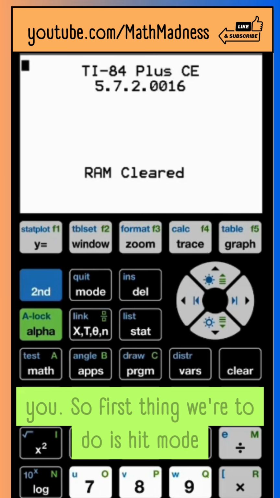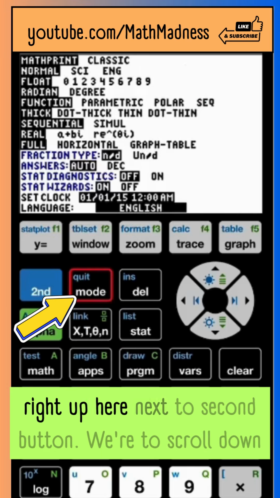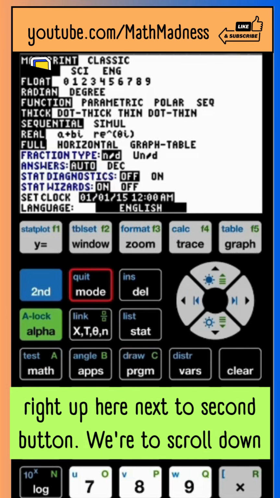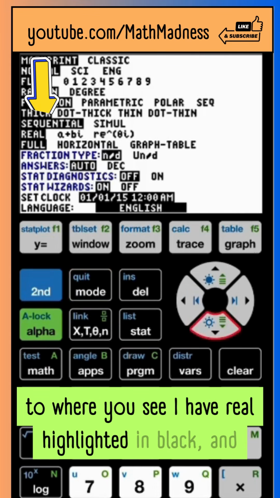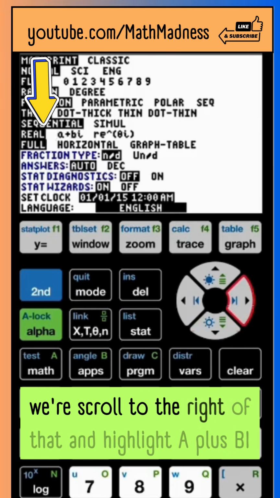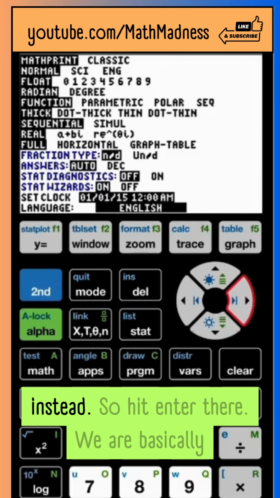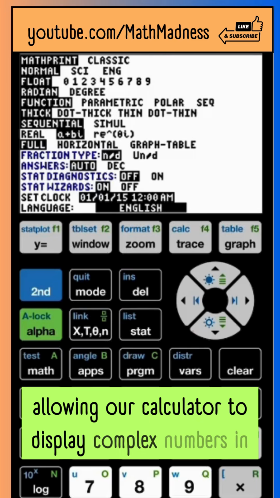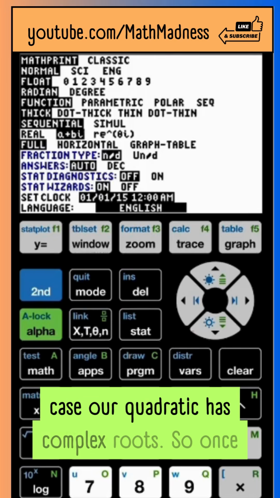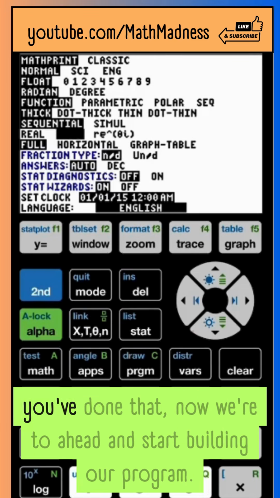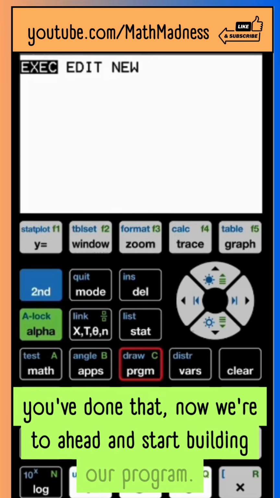So first thing we're going to do is hit mode right up here next to the second button. We're going to scroll down to where you see I have real highlighted in black, and we're going to scroll to the right of that and highlight a plus bi instead. So hit enter there. We are basically allowing our calculator to display complex numbers in case our quadratic has complex roots. So once you've done that, now we're going to go ahead and start building our program.